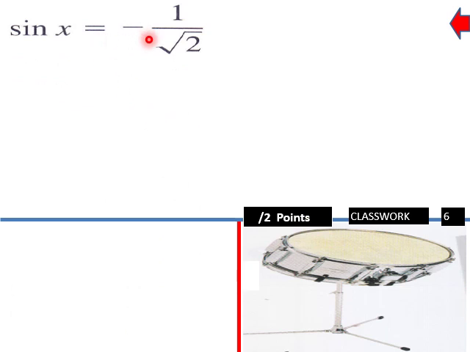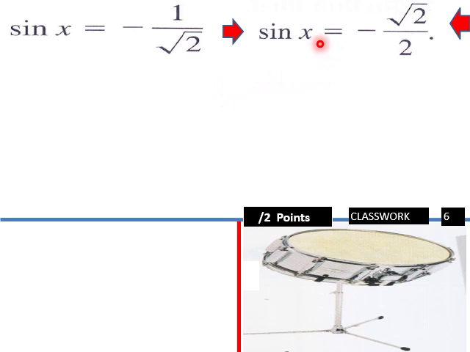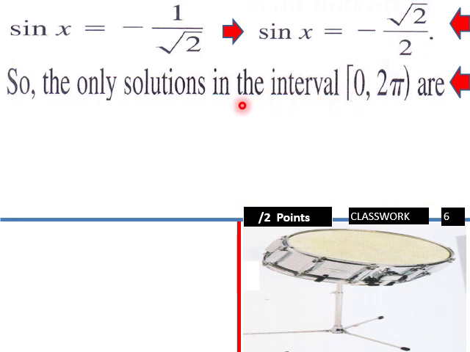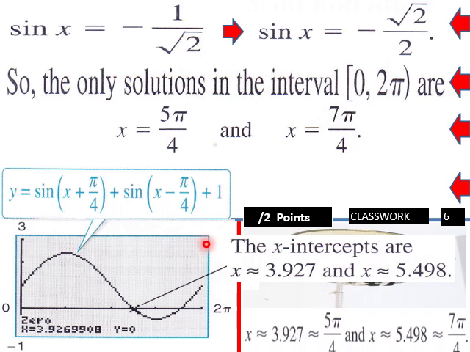So sine x equals the negative of 1 over square root of 2. Then we rationalize our denominator, and we end up with sine x equals the negative of square root of 2 over 2. So the only solutions in the interval are x equals 5 pi over 4, which will match this exact value here, and x equals 7 pi over 4.